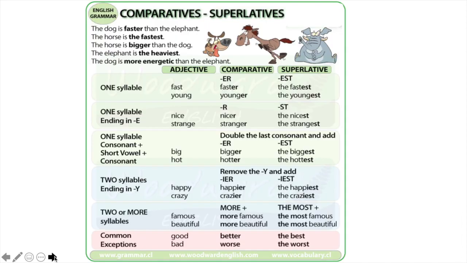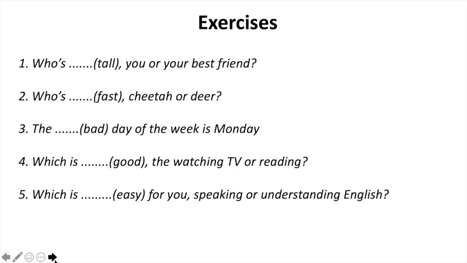I hope so. Okay, here we have a summary of the comparatives and superlatives. Take a quick look. You can stop the video if you want. Some exercises. How can we complete these five questions? Who's tall? You or your best friend? So you're comparing you and your best friend. So we need to use the comparative taller. Who's taller, you or your best friend? Good job.